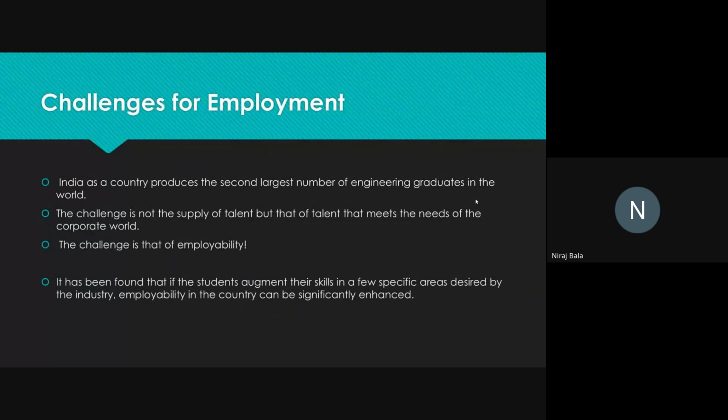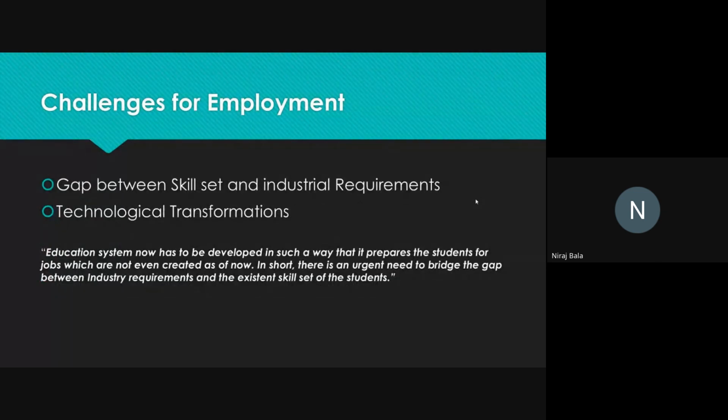Here we can say the industry. That means they are not getting that particular talent which is required by the industry. So the challenge is that of employability. They are not employable. So it has been found that if the students augment their skills and they have some know-how of the industry or the skills required by the industry, employment in the country can be significantly enhanced. So that means we now accept that there is a gap between the skill set and the industrial requirements.